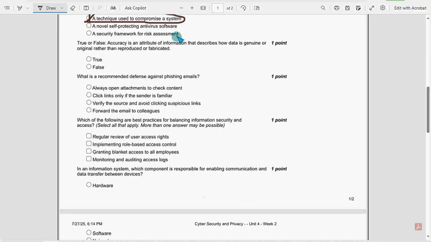Next, seventh one. Accuracy is an attribute of information that describes how data is genuine or original rather than reproduced or fabricated. It is false, guys. It is not accuracy. It is false.